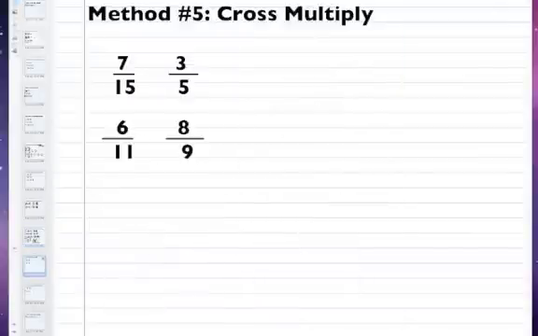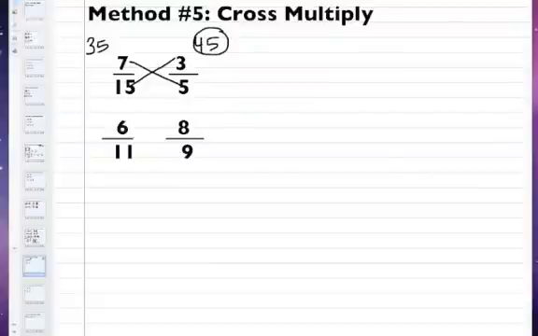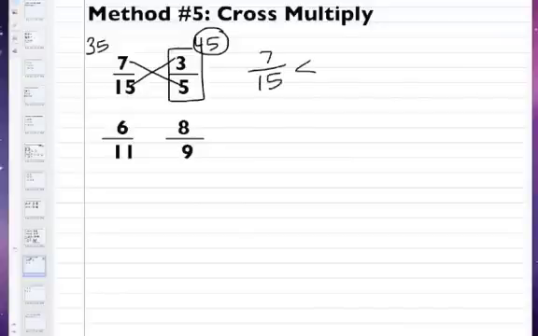Easy trick. You take the numerator of the first fraction and multiply it by the denominator of the second. 7 times 5 is 35. Then you take the denominator of the first, multiply it by the numerator of the second, and that's 45. 45 is larger than 35, so 3/5 is larger than 7/15. 7/15 is less than 3/5.